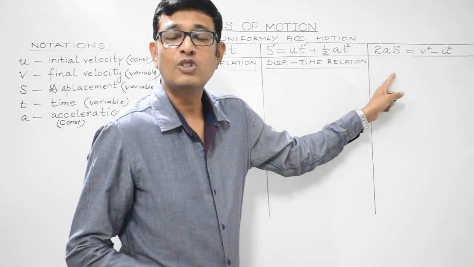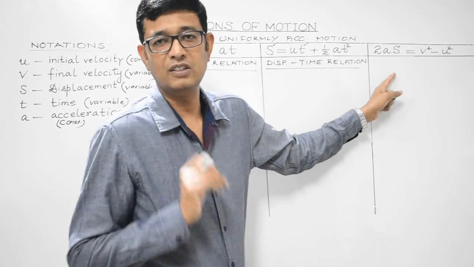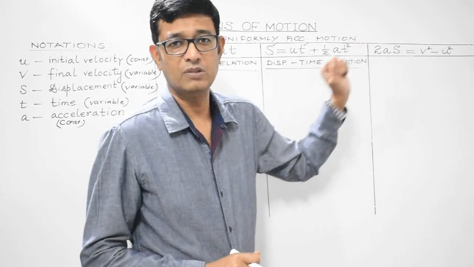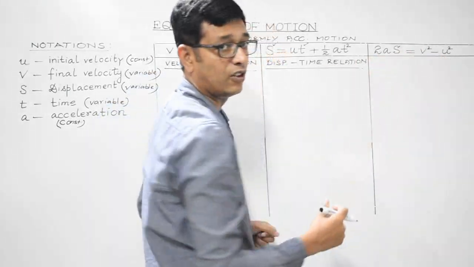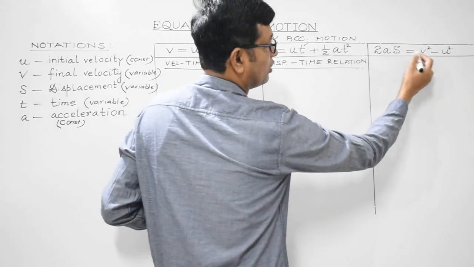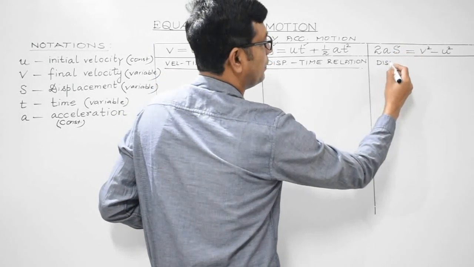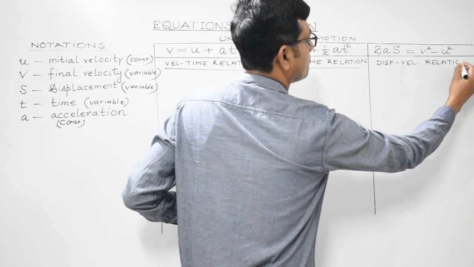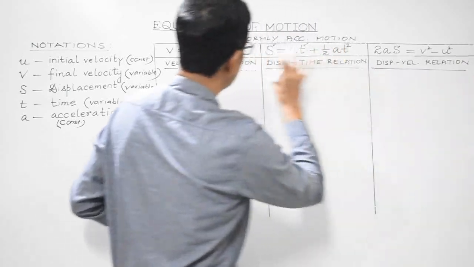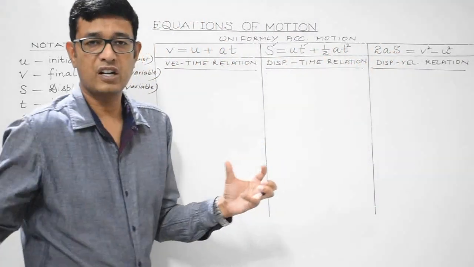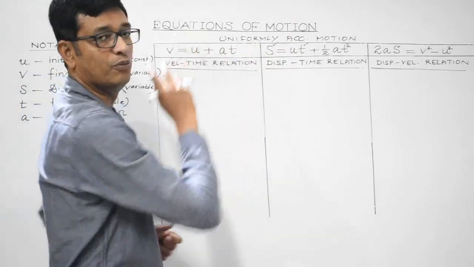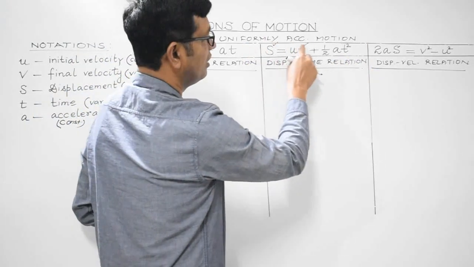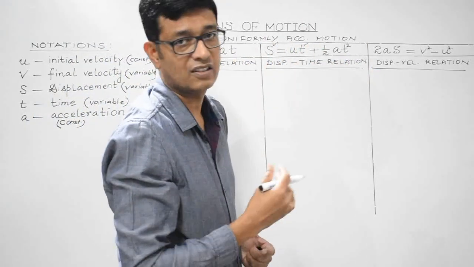Third equation of motion is 2as is equal to v square minus u square. Here the final velocity v and displacement s are the variables, while acceleration and initial velocity are constants. So it is known as the displacement velocity relationship. So students, these are the three equations which are collectively known as equations of motion. Again I repeat, these equations are valid when a body is moving with uniformly accelerated motion.